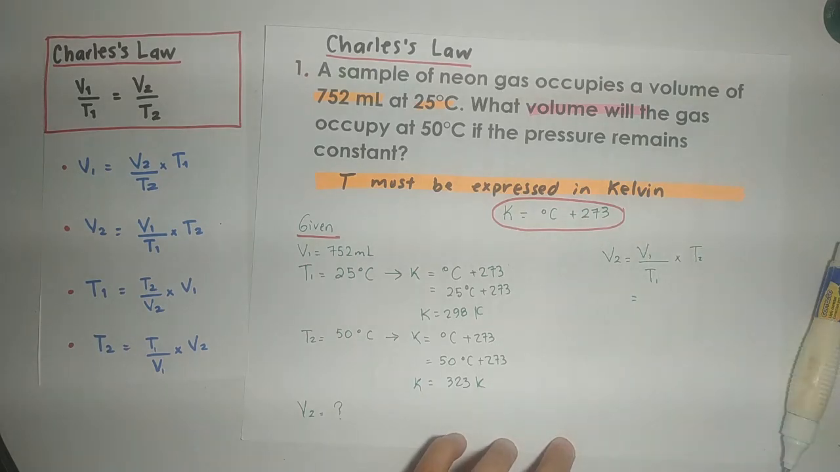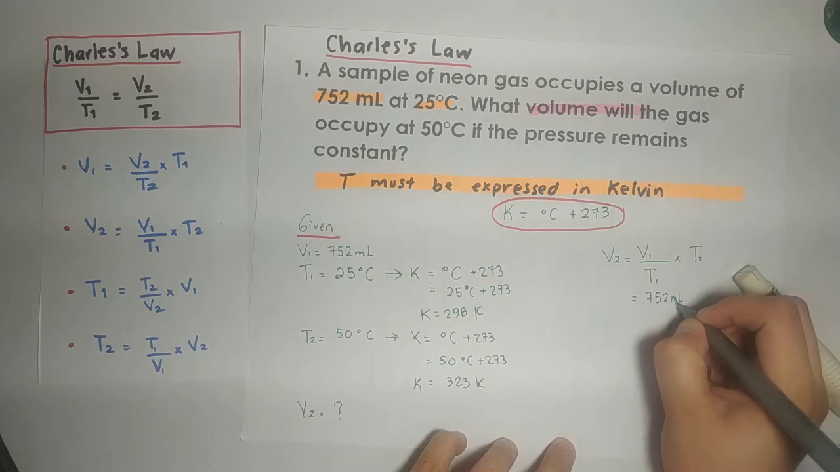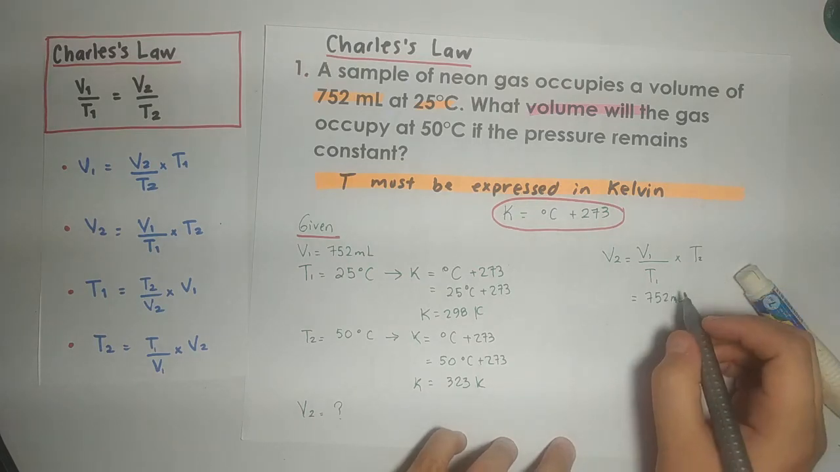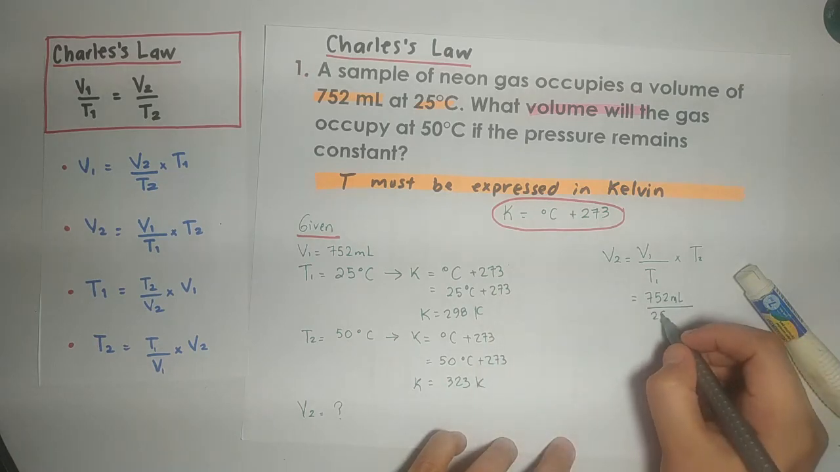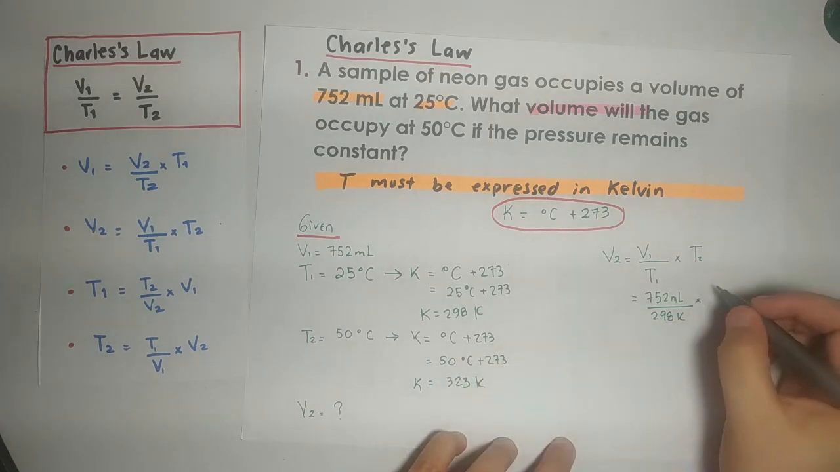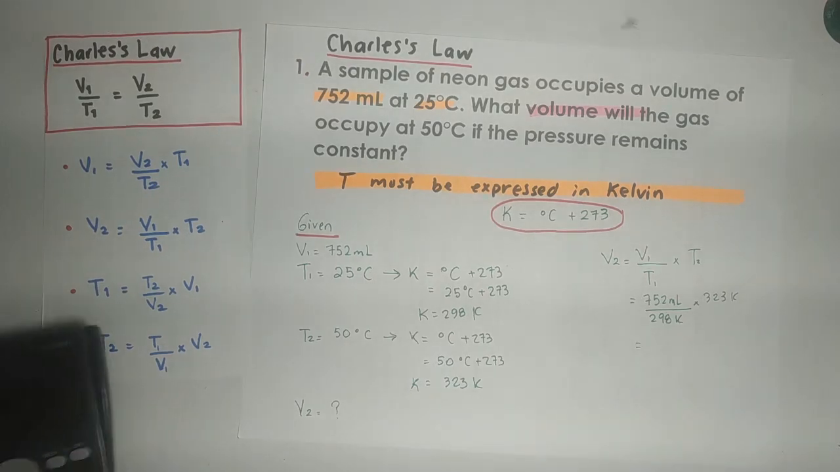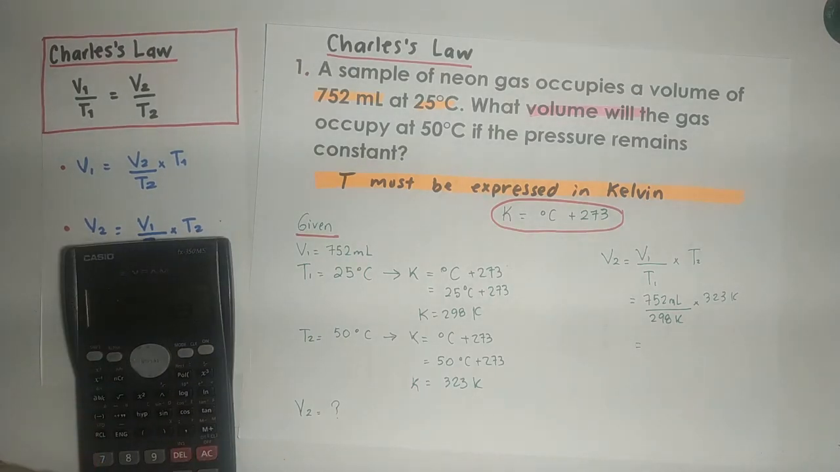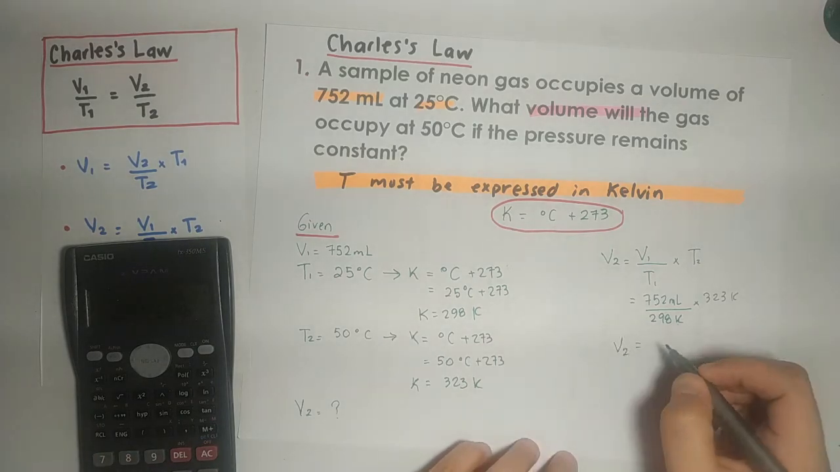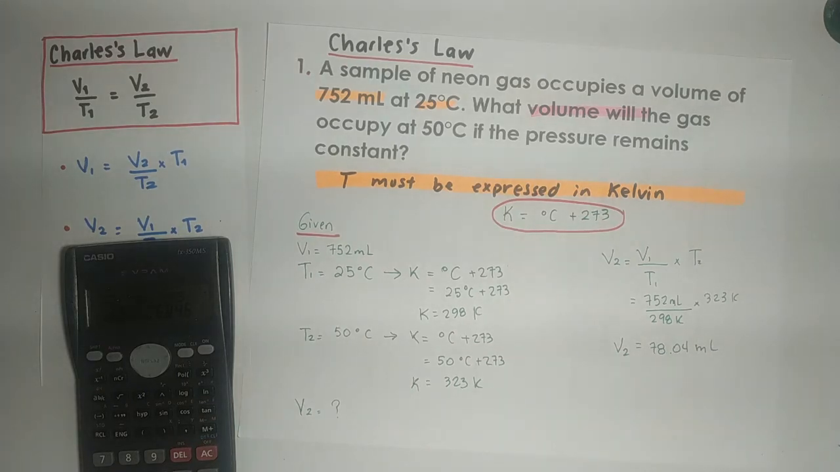Initial volume, just plug in the givens: 752 milliliters divided by 298 Kelvin times 323 Kelvin. So this will be 752 divided by 298 times 323. So the volume 2 will be 78.04 milliliters.